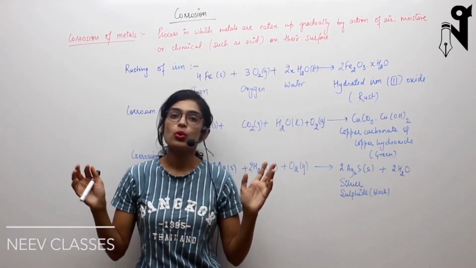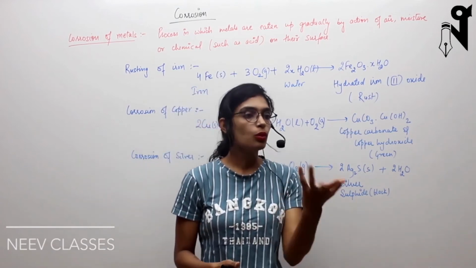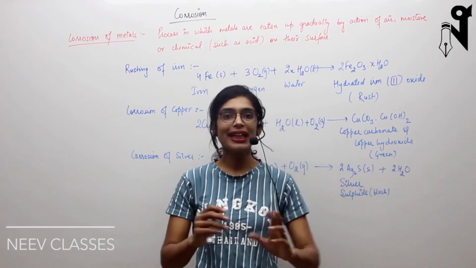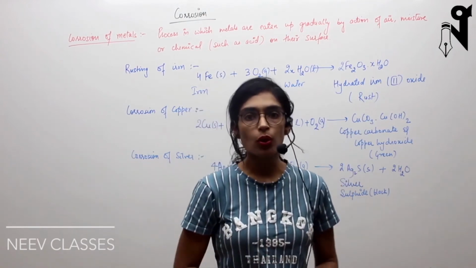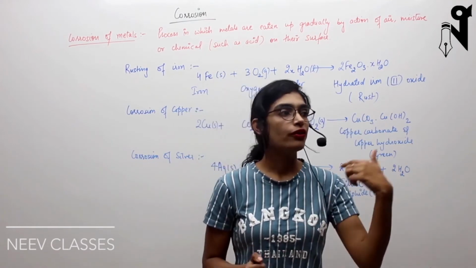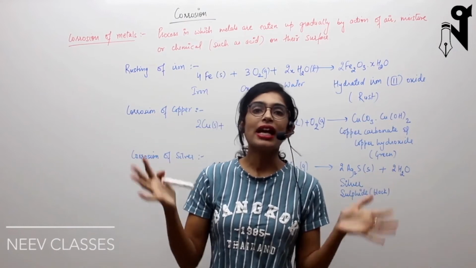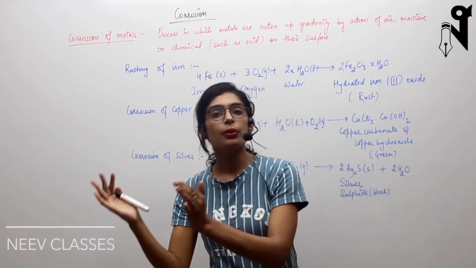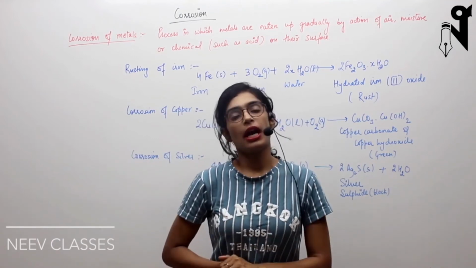This reaction takes its own sweet time. It doesn't happen immediately. It doesn't happen in a moment or an hour or 2 hours. You will see that development very slowly. So when we talk about corrosion, it is not a matter of a day or two. It may take months. It may take years. So the reactions are relatively slow, and the metal gets converted into its respective oxides, carbonates, sulfides, and so on.